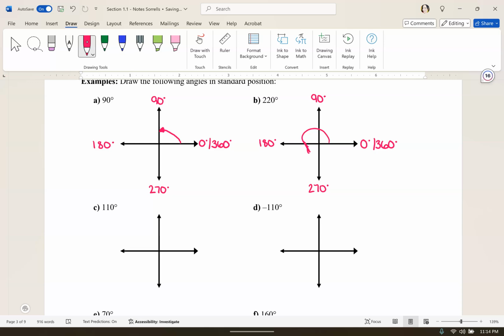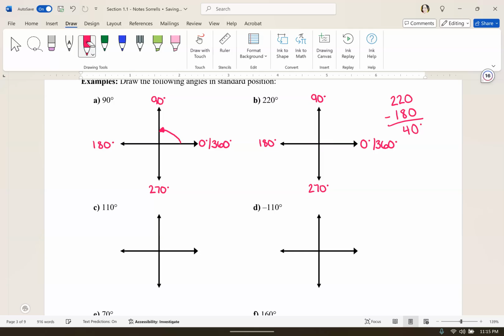Okay, so let's think about this. I am past 180 degrees. So I want to know about how far I went past that. So off on the side, I'm just going to do 220 minus 180. Okay, so what is 220 minus 180? Okay, so hopefully you said 40. So that means I'm 40 degrees over.